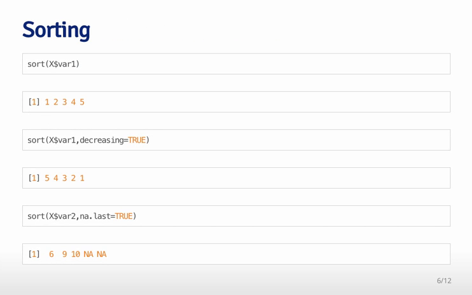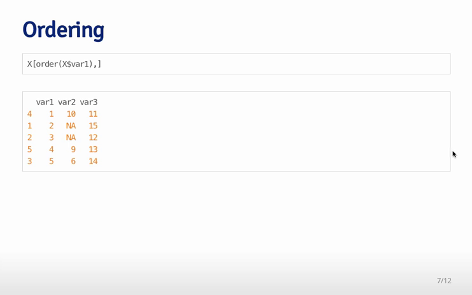You can also sort variables, so using the sort command. If you type sort and then pass it x of variable 1, it will sort the values in increasing order. You can tell it to sort them in decreasing order with the parameter decreasing set equal to true. And the other thing you can do is when you're dealing with a variable that has missing values, you can tell it to put all the NA values at the end of the sort. So you can say NA.last equals true.